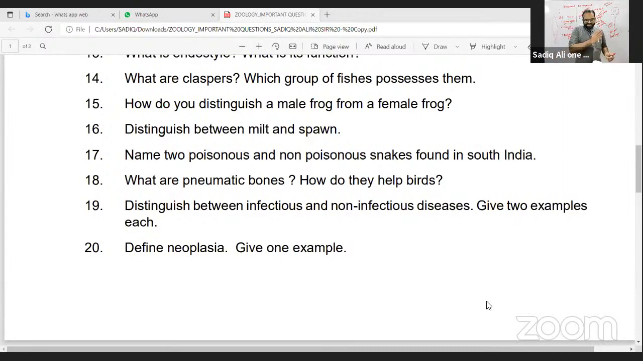Infectious diseases, the diseases which are easily transmitted from one person to other persons. For example, amoebic dysentery, malaria. 2 examples are enough. They're asking only 2 examples. Non-infectious diseases, the diseases that are not transmitted from one person to another person. For example, heart problems, kidney problems, or some genetic disorders. These are not spread from one person to another person.